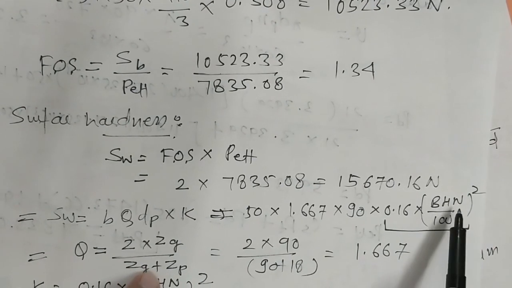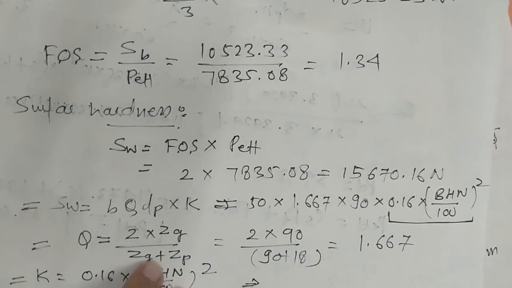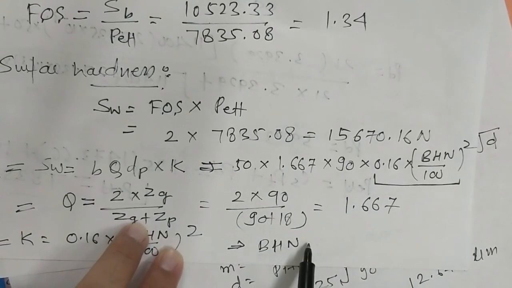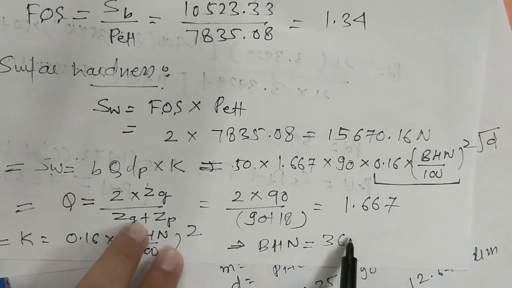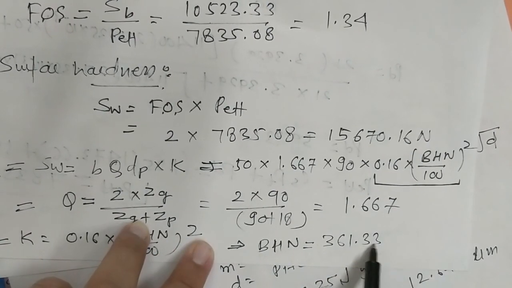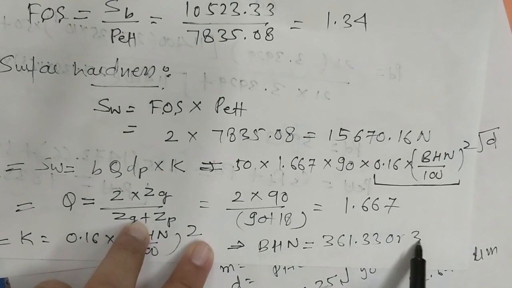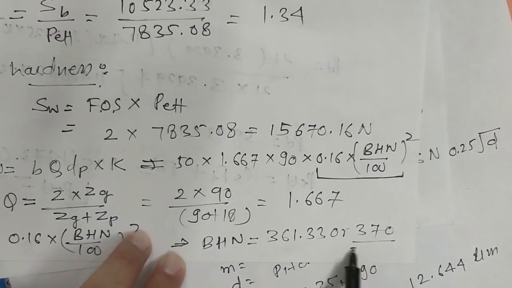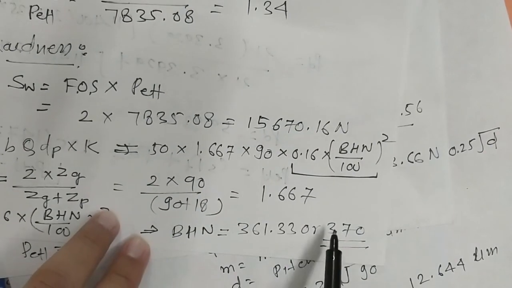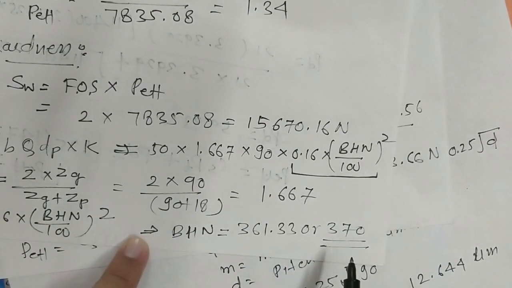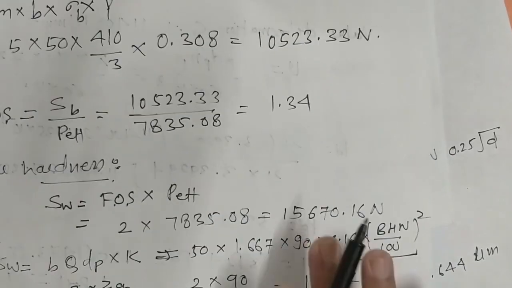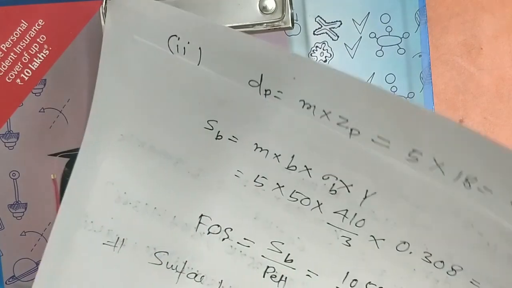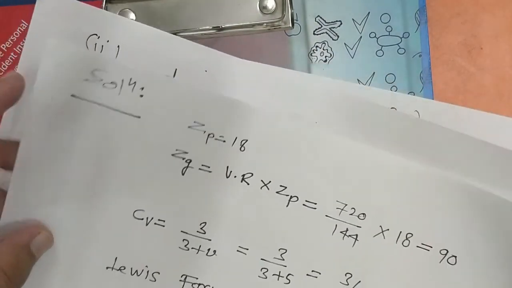So after calculation we can get BHN equals to 361.33, or you can report 370. So Brinell hardness number is 370 for this particular material from which gear is made. So this is how we can approach this type of problems. Thank you.